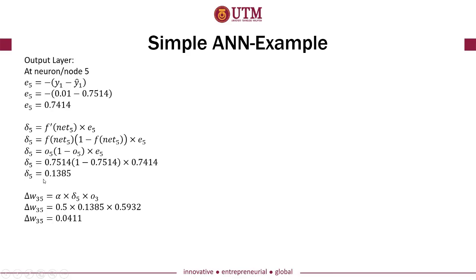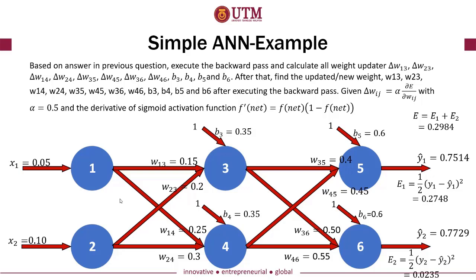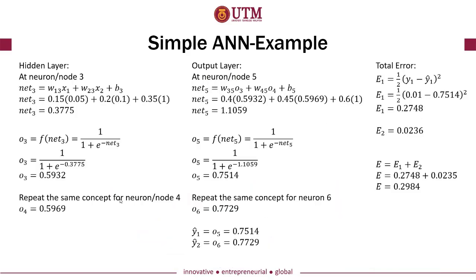Then you calculate and get delta 5. Once you get delta 5, you can find the updater for W35 using this equation, where the learning rate given in the question is 0.5. This comes from the calculation here, and O3 also comes from the first question when you executed the forward pass. O3 is equal to 0.5932.